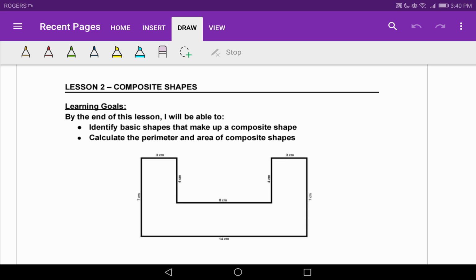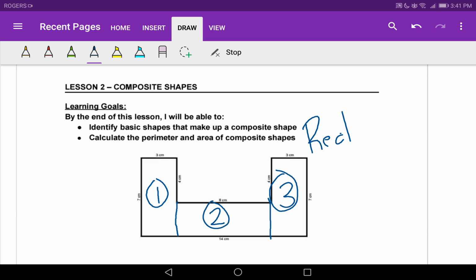So what I mean by that is if you take this U shape that you see in front of you, and I were to just draw a line going down here and a line here, you can see that I have now taken this overall shape and I have broken it down into 3 rectangles. Now this just happened to break up into rectangles, but it could be any combination of shapes. It doesn't have to just be rectangles.